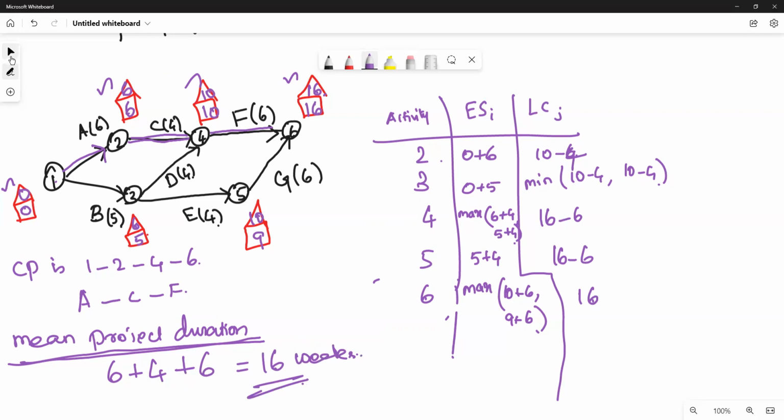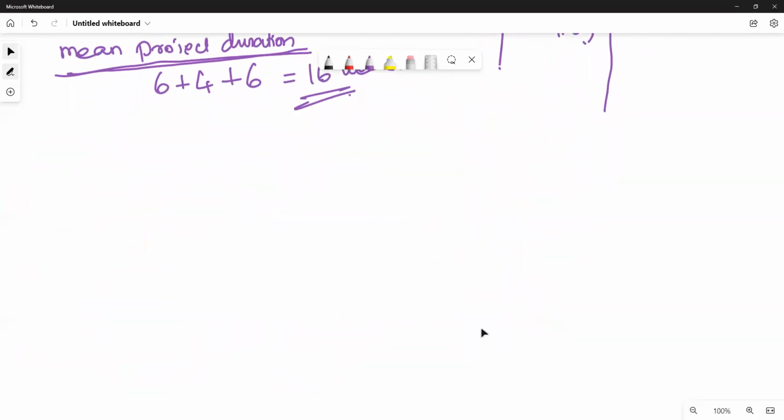What is the second part? You have been asked to find the probability that the project will be completed in 18 weeks. So we have to find the probability that the project, let it be capital X, will be completed in 18 weeks. That is, within 18 or less than 18. So either 18 or less than that, not more than that. So this probability we need to find.